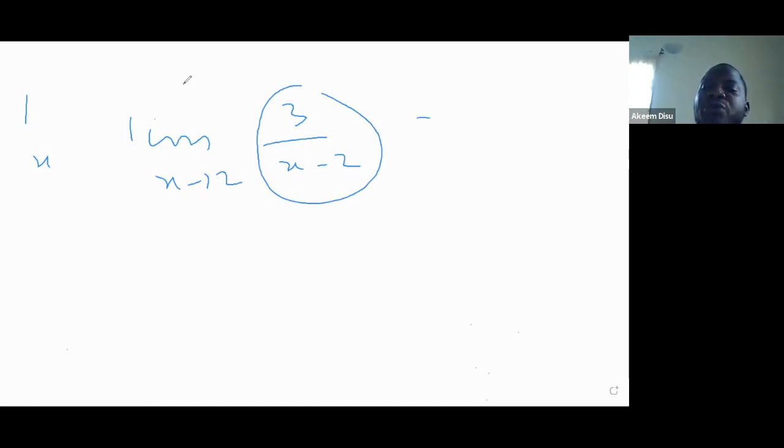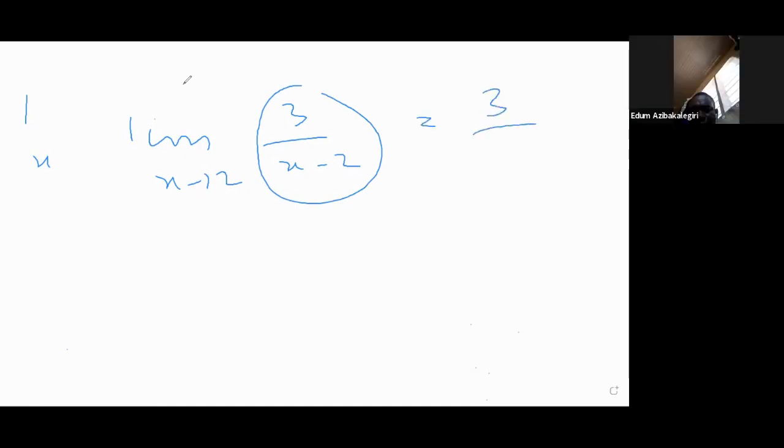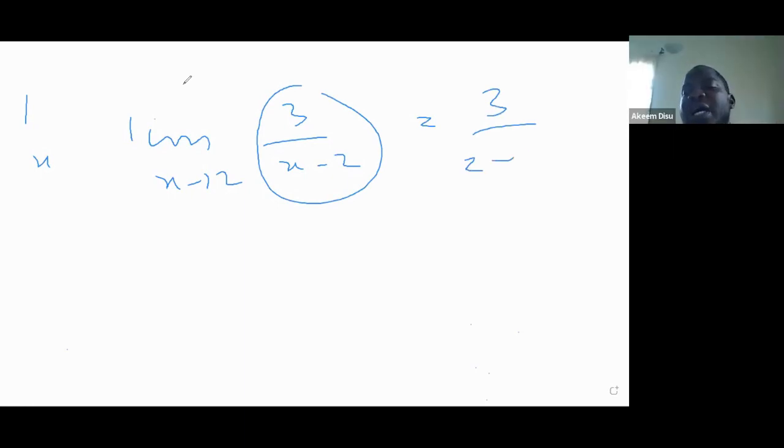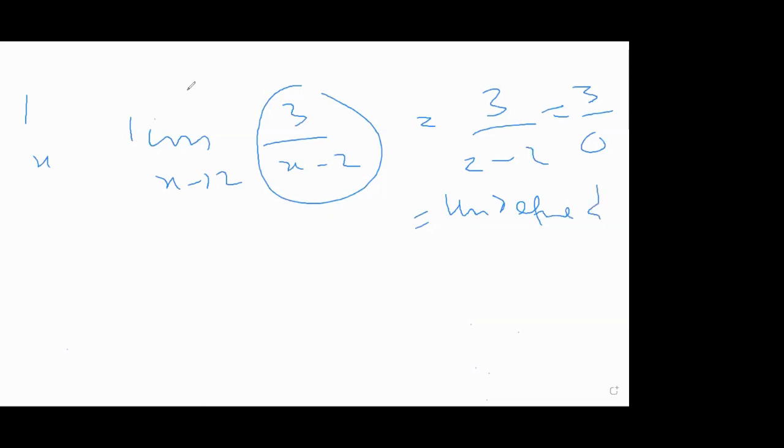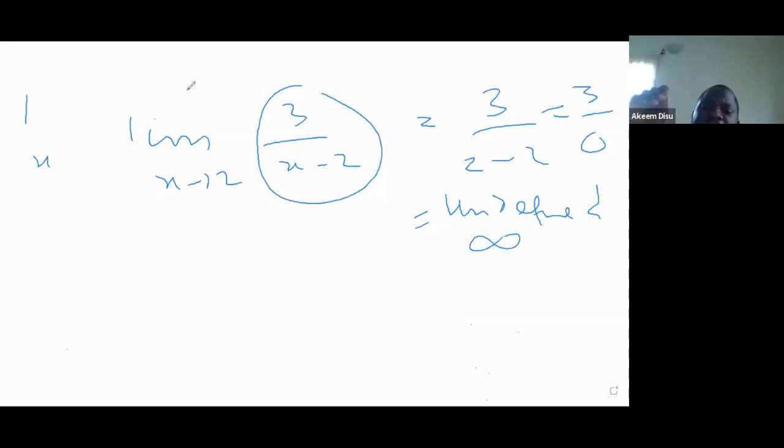What we just do here, we substitute directly the value of x. The value of x here is 2, so 2 minus 2, and this gives us 3 over 0. And 3 over 0 will give us what? Undefined, because we don't know the size. It's undefined, or simply represented by infinity. There's not much we can do on this one.